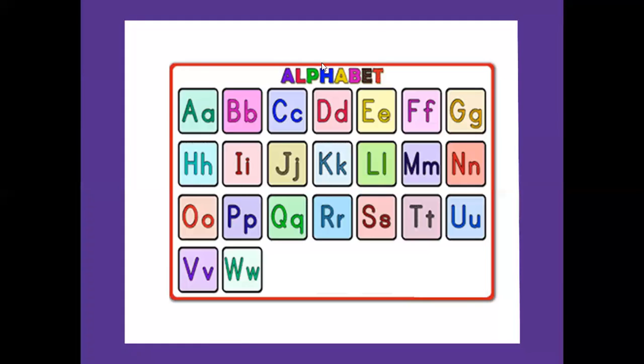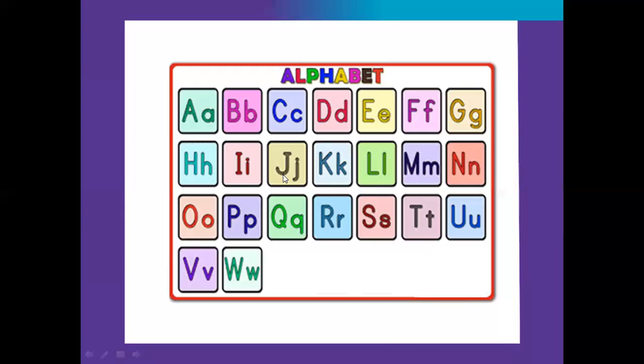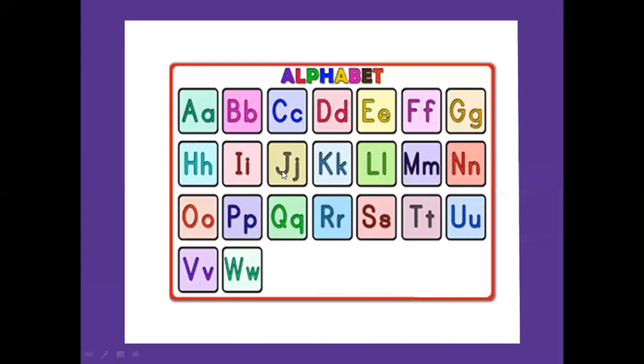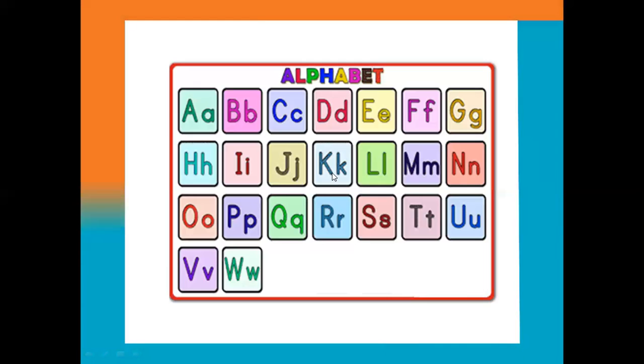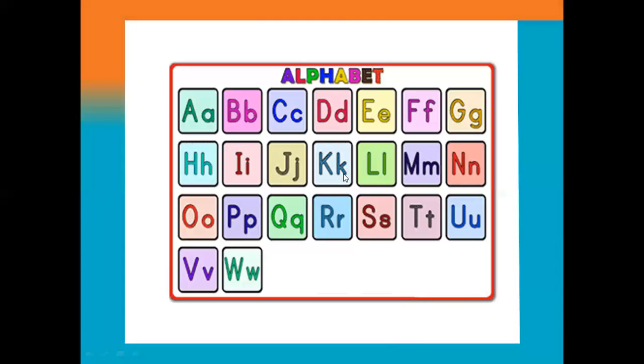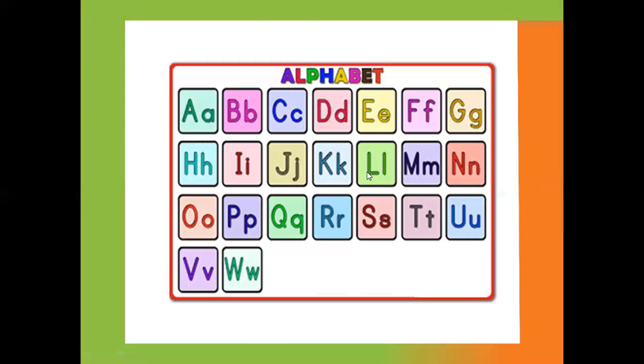Now after H, our next letter is I. Ice cream. This one is capital and this one is small. After I, the next letter is J. J, jug. This one is capital and this one is small one. Now after J, the next letter is K. This one is capital K and this one is small k. Just a little difference between capital and the small one. K, kite.